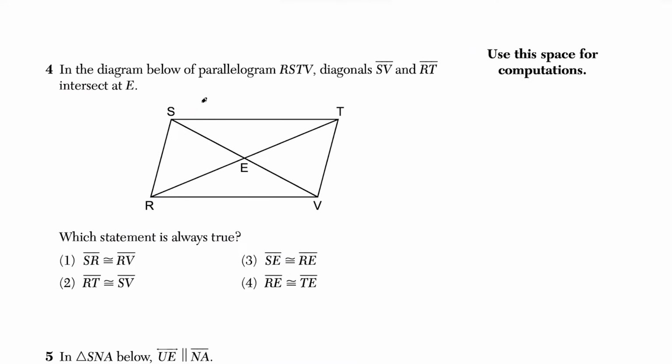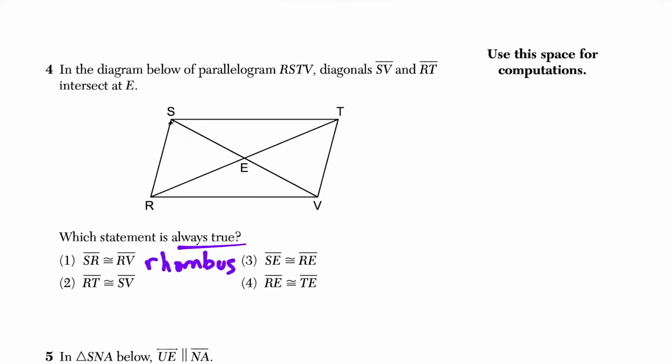Question 4, in the diagram below of parallelogram RSTV, diagonals SV and RT intersect at E. And we want to know which statement is always true. So choice 1, we have SR is congruent to RV. This would always be true if they had started us off with a rhombus, but all they told us was that this shape here was a parallelogram. So this is not something that has to be true all the time. It would be true all the time if we had started with the rhombus.